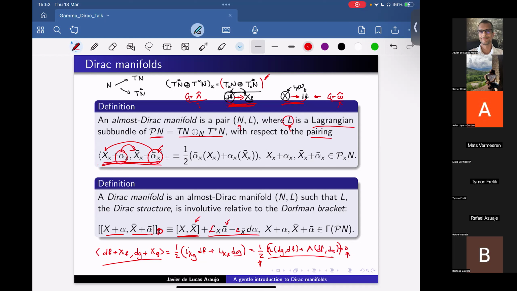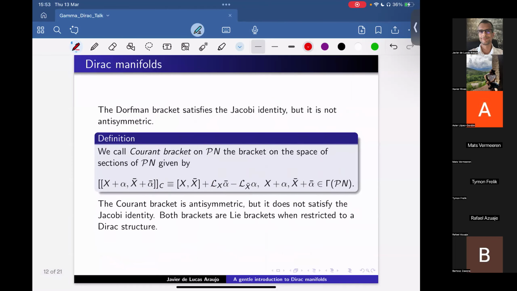Well, we use it because it turns out that in calculations, it's very easy to work out the Dorfman bracket, and many things can be easily proved by means of this. There is another approach that is called the Courant bracket, another bracket defined in the space of sections of the Pontryagin bundle. The part in the vector fields is exactly the same, but the part in the differential forms is antisymmetric in this case, but it does not in general satisfy the Jacobi identity.